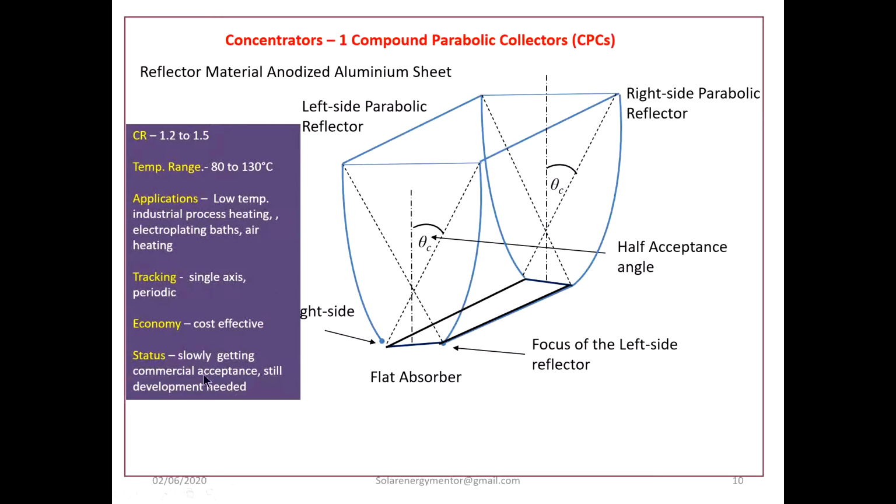Now what is the current status? It is slowly getting commercial acceptance, but still a lot of work needs to be done for its integration into various industrial process heating applications. One characteristic of this compound parabolic collector is its low cost. So it offers a low cost, so it becomes affordable for industrial process heating integration. There are a number of prospective projects where these compound parabolic collectors can be used. And one important thing is that we can indigenously build the entire compound parabolic collector on our own. So there is scope for indigenous development.